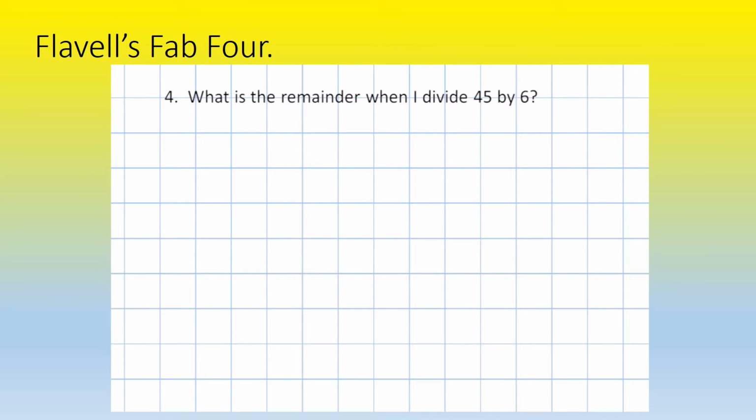Right, this is a simple, easy one, knowing our multiplication. So what is the remainder? We're asking for the remainder when we divide 45 by 6. Well, I know that 7 times 6 equals 42. So 42, and count on to the 45, gives us a remainder of 3.